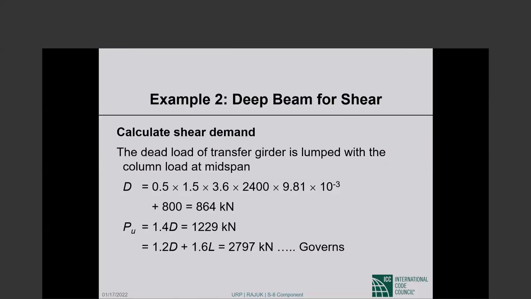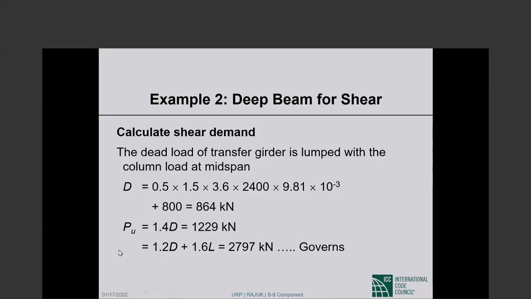Okay, we will just assume that the dead load of the transfer girder also acts at midspan as opposed to being uniformly distributed. So the dead load of the girder is, remember, 500 by 1500 section. 3.6 is the span. 2400 kilograms per meter cubed is the weight of the concrete, the mass rather. You have to multiply that by g to get it into kilonewtons. This is in meters per second squared. And so that is the total weight of the transfer girder in kilonewtons, plus 800 coming from the column, for a total dead load of 864 kilonewtons.